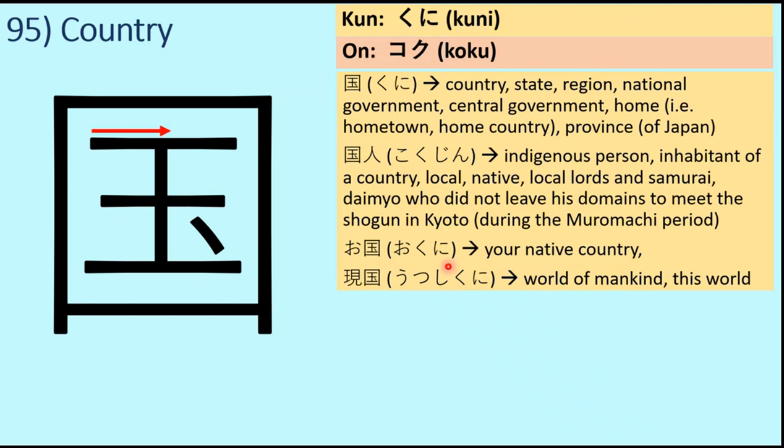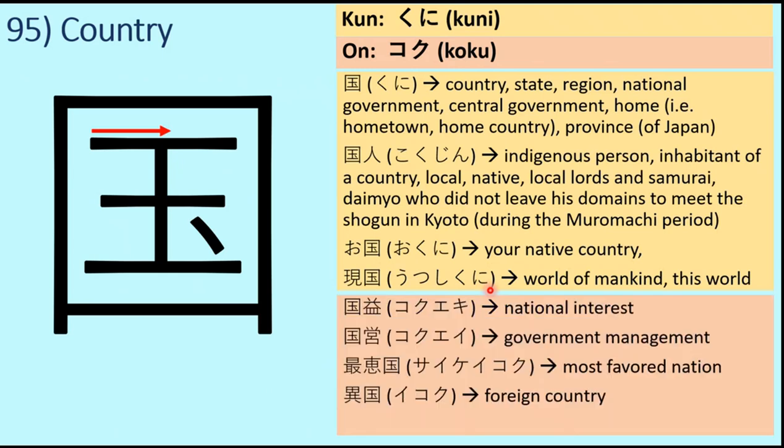Then we have Utsushi Kuni. Utsu, Utsushi. Utsushi Kuni means world of mankind or this world. Among the onyomi readings, we have Kokueki, which means national interest. We have Koku-ei, which means government or management. Then we have Saikei Koku, which means the most favored nation. And we have Ikoku, which means a foreign country. So this is how we have used this kanji character for country to form different words. These are some of the many words that are possible.